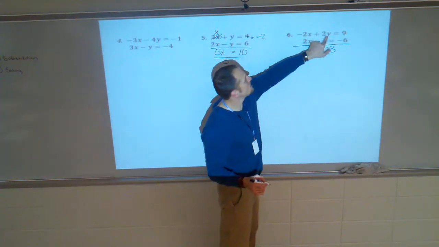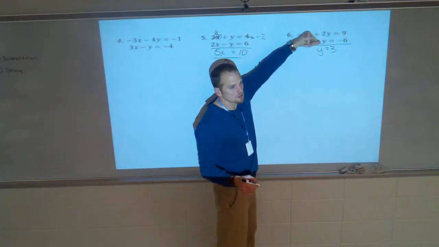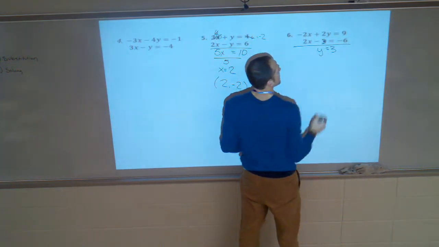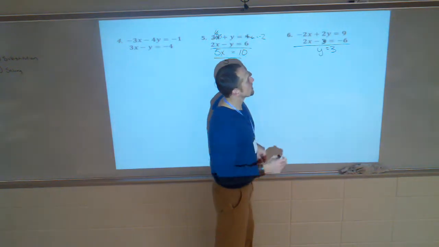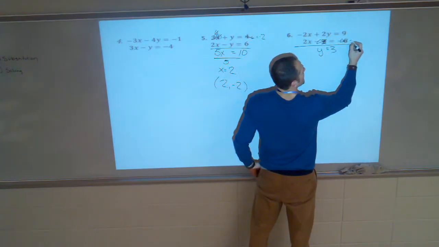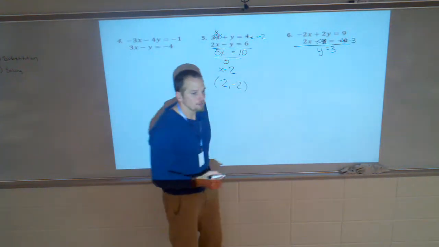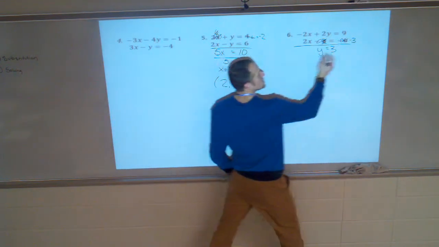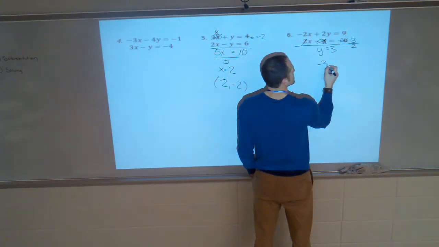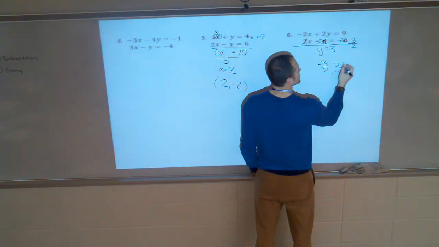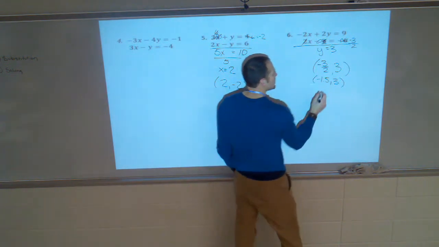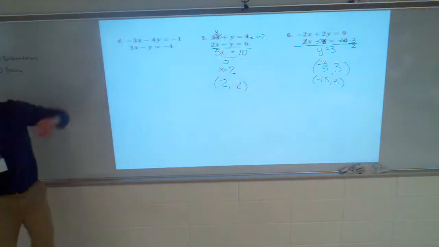Now, I can use either one of these two equations. I'll just use the bottom one so I don't need to multiply it by anything. Haley, how do I solve this? 2x minus 3 is negative 6. Plus 3 to both sides. This is going to be a negative 3. Next step. Divide by 2. X equals negative 3 halves. This is also negative 1.5. So you could have had this either way. All right, let's try number 4.